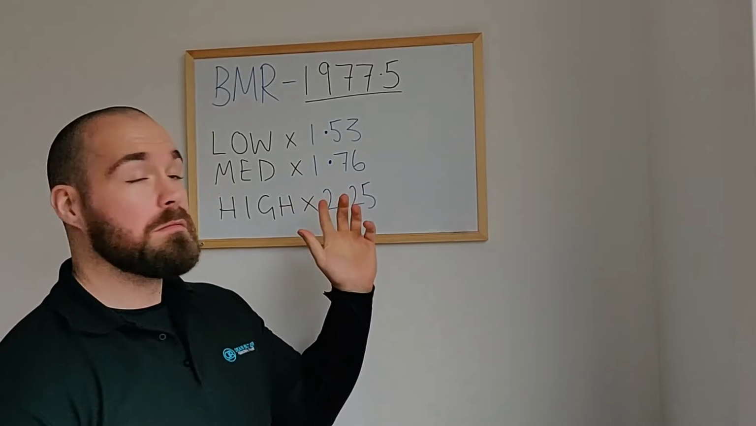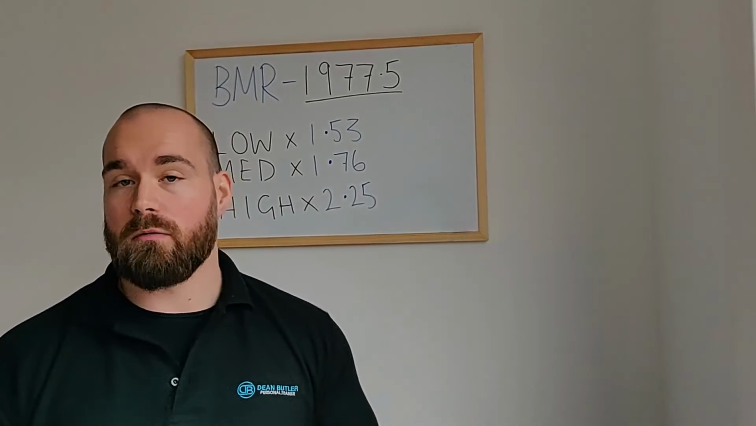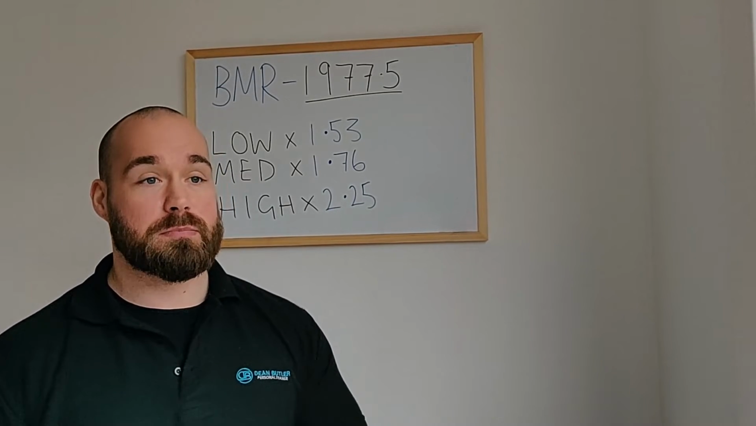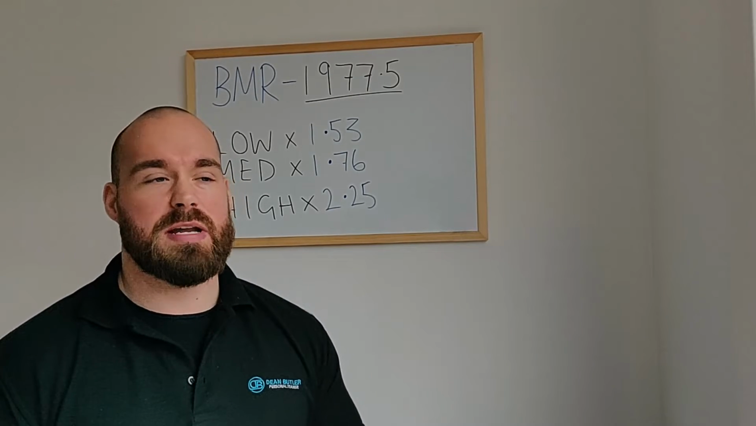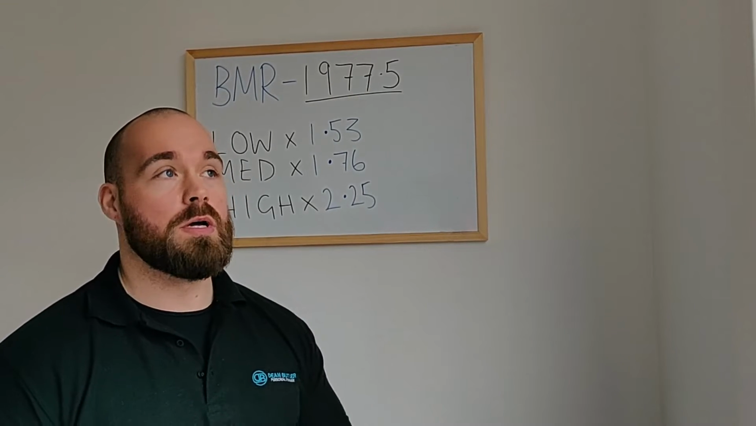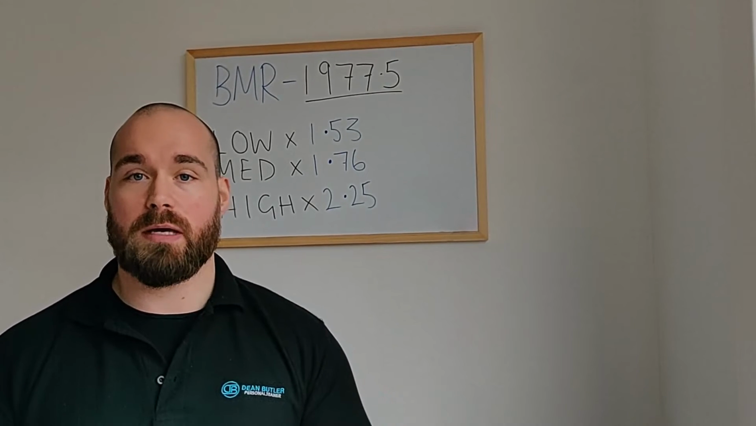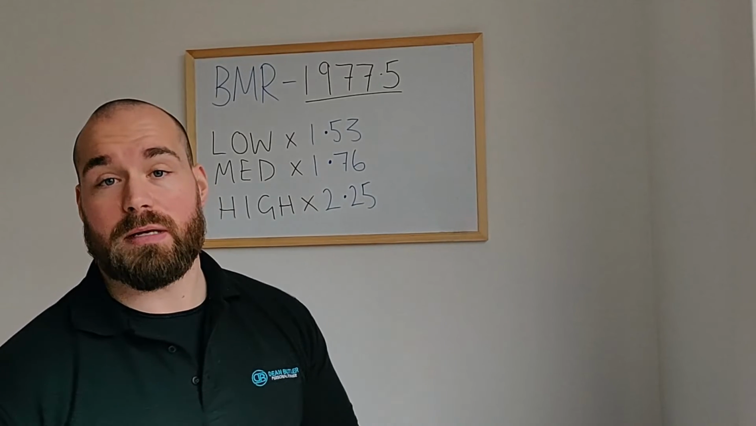Person B, medium output. This person potentially does a little bit of walking around while they're at work. Maybe they walk to and from work. Let's say they go to the gym 4 to 5 times a week for an hour or so at a time. Or not necessarily the gym, but an exercise, an output 4 to 5 times a week. Okay, that person is going to times their BMR calories by 1.76.